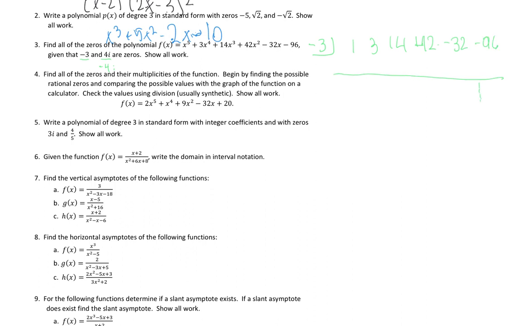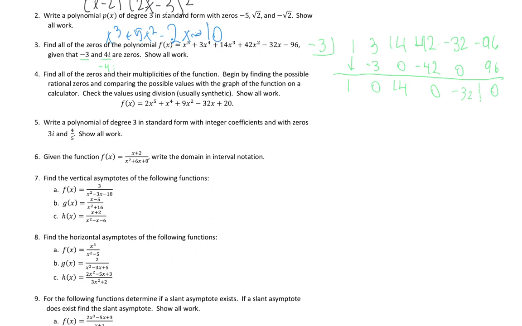Put my little dotted line. So let's go ahead and start. We bring down the 1. 1 times minus 3 is minus 3. Add those together, 0. 0 times anything is 0. Add those together, get 14. 14 times minus 3 is minus 42. Add those together is 0. 0 times anything is 0. Minus 32. And then minus 32 times minus 3 is positive 96, and we get 0 there.